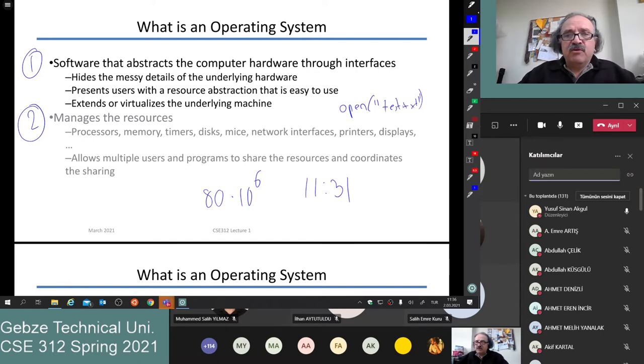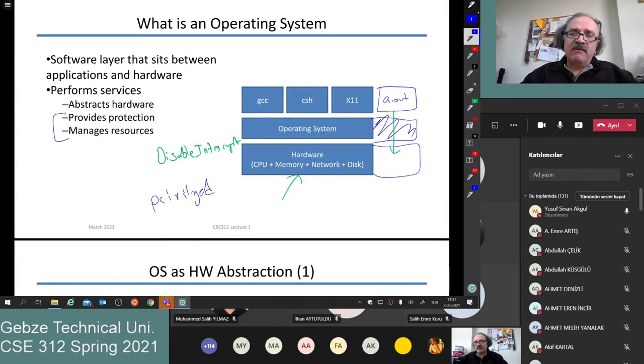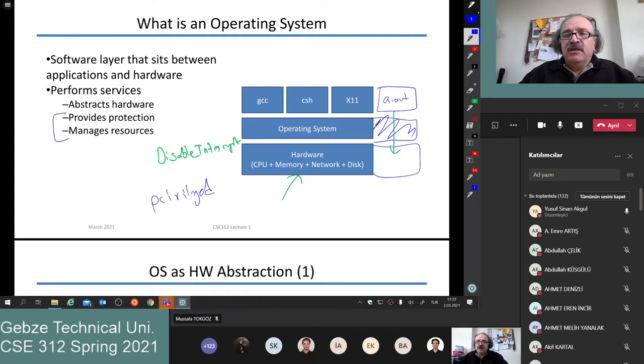Two reasons why we need operating systems: abstracting away the details of the hardware, and also managing the hardware resources. We talked about this, but it is somehow a little bit not correct. Your programs are directly using your hardware. You're directly changing your memory locations using CPU instructions, right? You are directly executing CPU instructions, okay? So the operating system is not always in the picture.